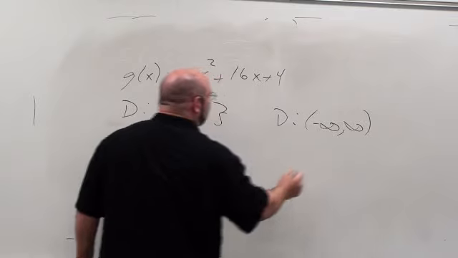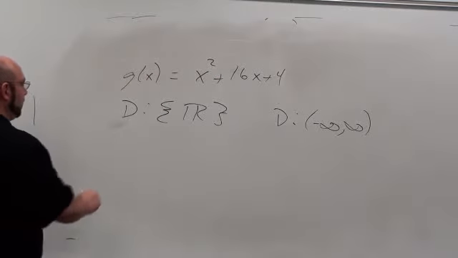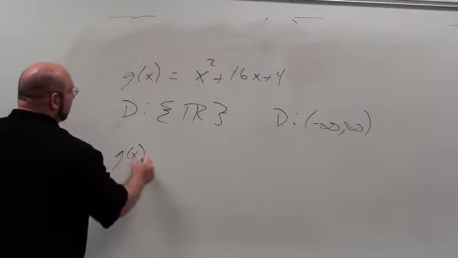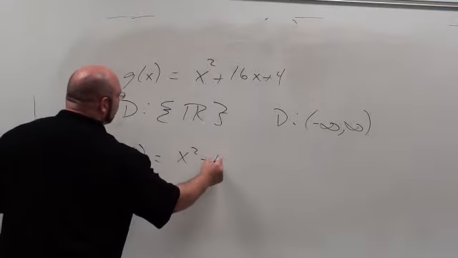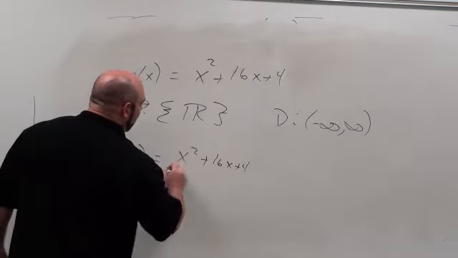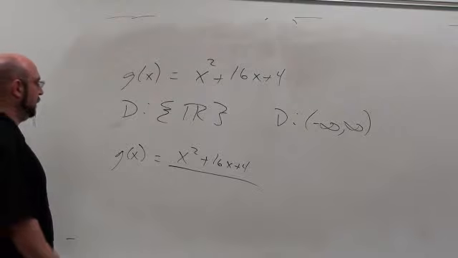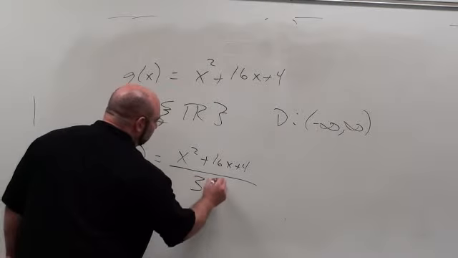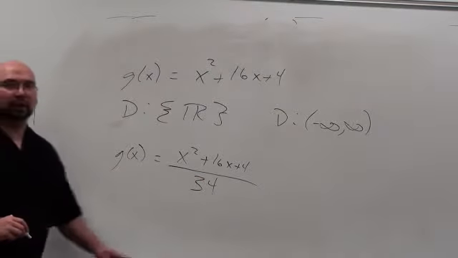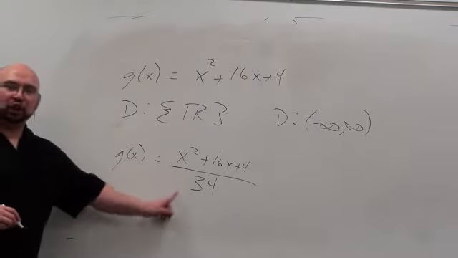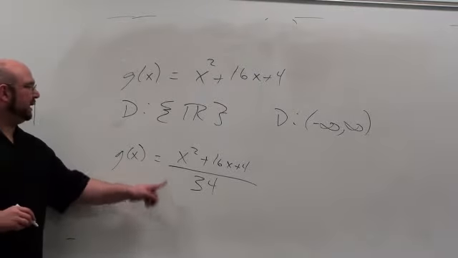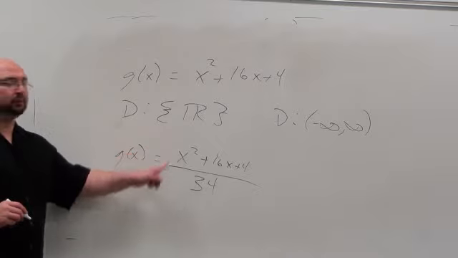Now even if g of x is equal to x squared plus 16x plus 4 all over 34, notice that this is a constant, no variables. So again, it would be all real numbers.